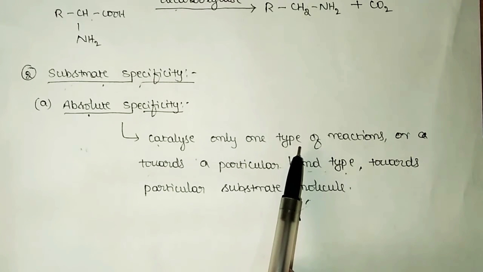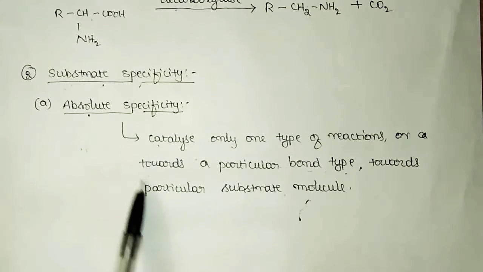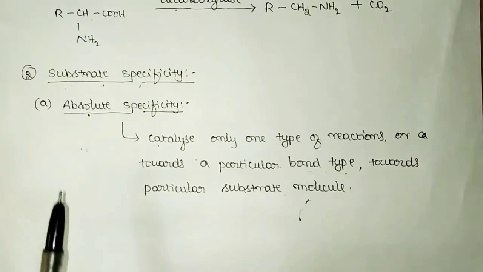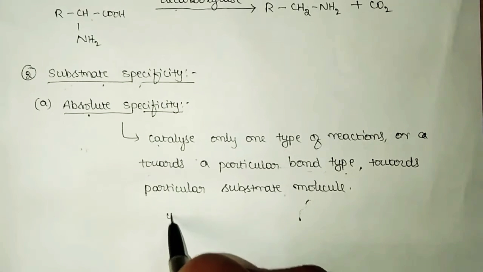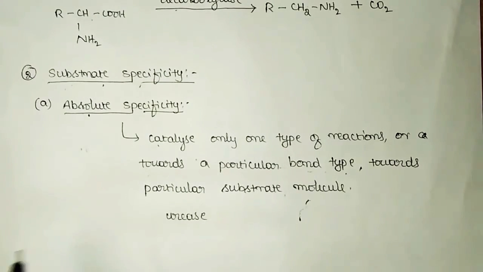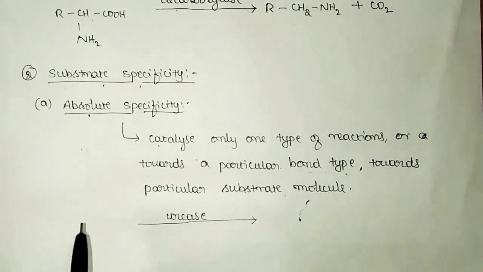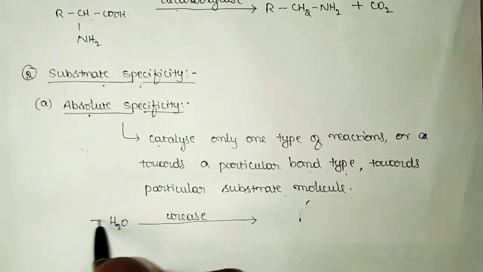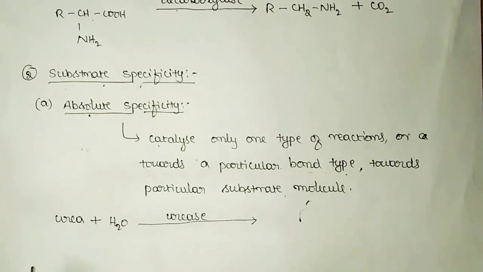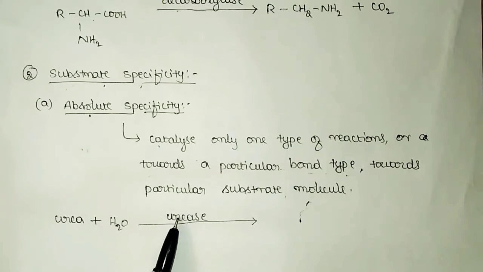Now we shall consider some simple examples to justify what we said under absolute specificity. Consider the enzyme urease. Urease is the enzyme which can perform the hydrolysis of urea only, and it won't take part in any biochemical reaction other than hydrolyzing urea. That's why we said enzymes are specific towards a particular substrate molecule, not all substrate molecules. Urease catalyzes the hydrolysis of only urea.